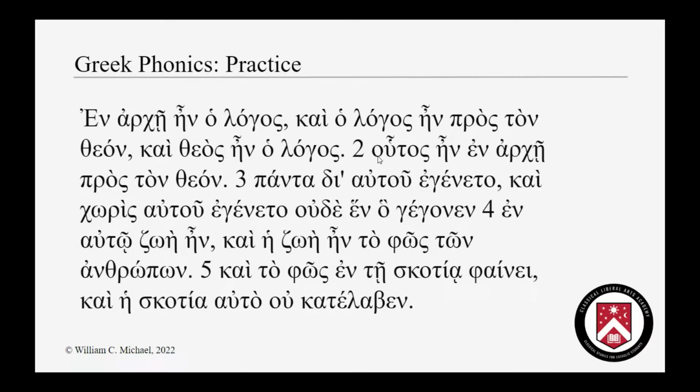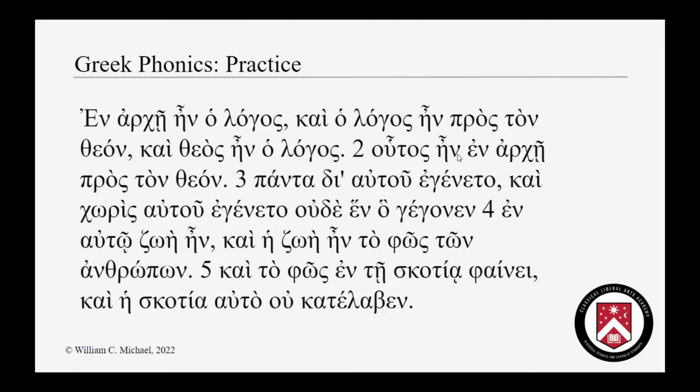In verse 2 we have omicron and upsilon, which form a diphthong. That's why the aspiration mark and the accent are written over the second vowel, because this forms a diphthong. We read this as hu. The rough breathing puts the breath at the beginning, and the circumflex reads with a rise and a fall. Hu, tos, hu, tos.